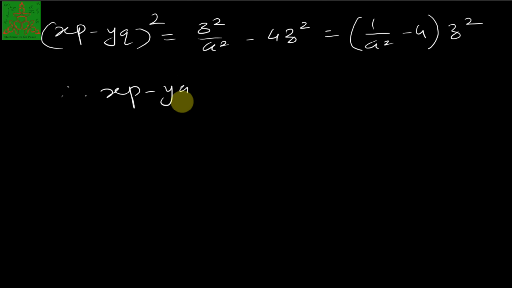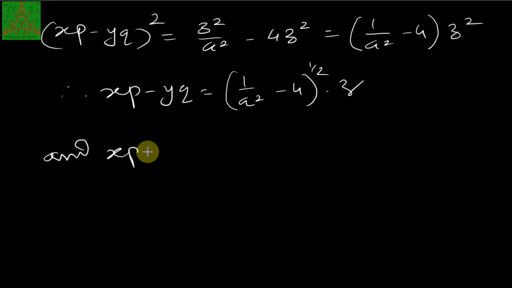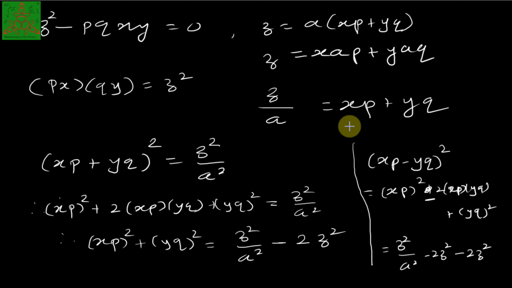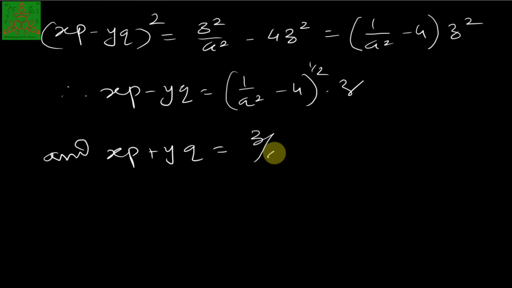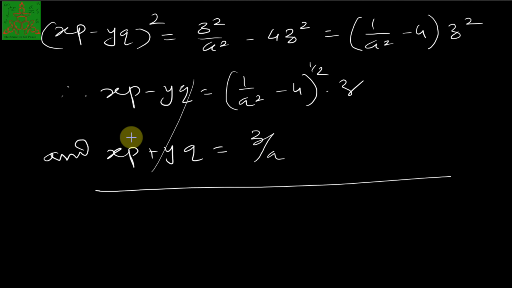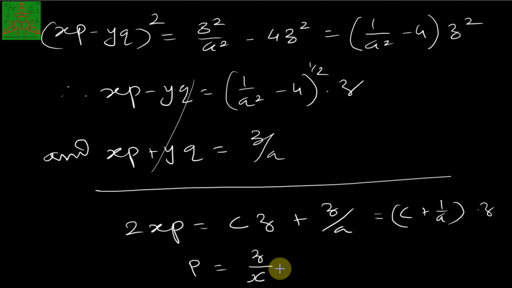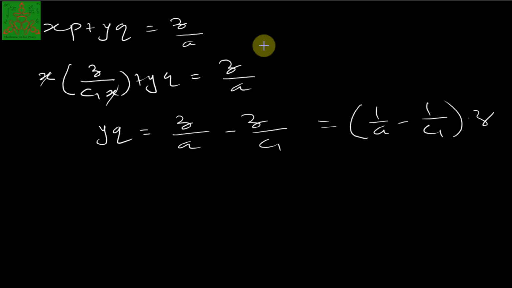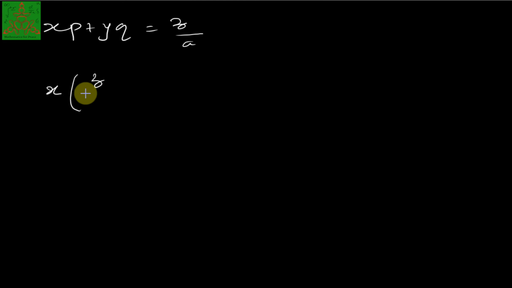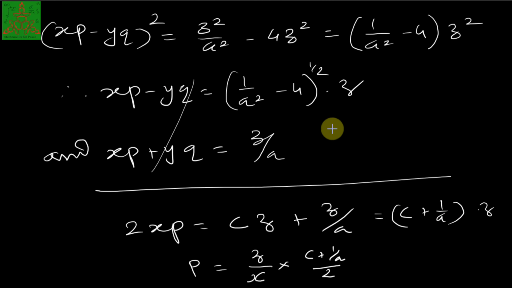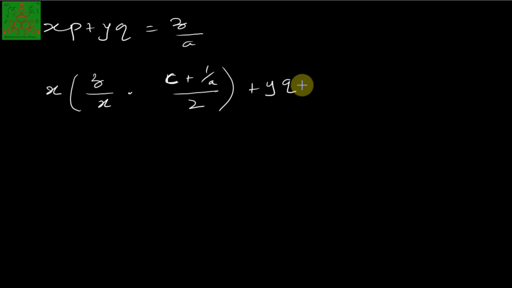So xp minus yq we consider as a positive square root, that is z times the square root of this. We already have xp plus yq, which previously we had, that is z by a. If I add them, this will get cancelled out. So we'll have 2xp equal to cz plus z by a. The value of p will be z by x into (c plus 1 upon a) by 2. Substitute that value of p here, that is x into z by x into (c plus 1 upon a) by 2 plus yq is equal to z by a.